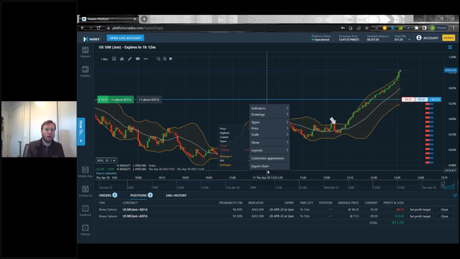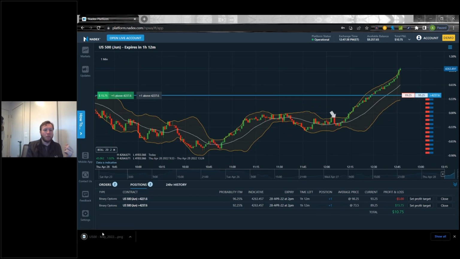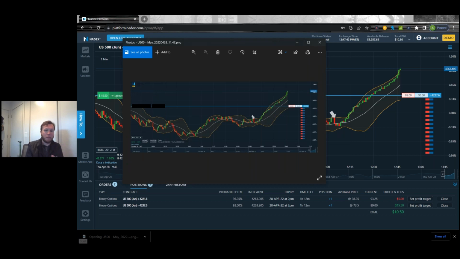And then finally, the last thing we have on this middle right click panel is going to be this export chart button. Export chart, pretty self-explanatory. You click it and it's going to put a little download thing at the bottom left. You click on that and it'll pop up a picture of your chart.